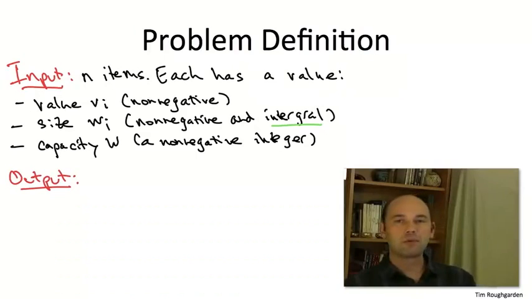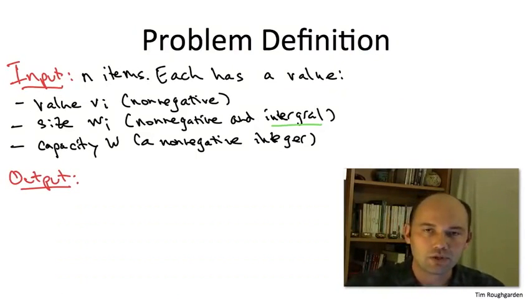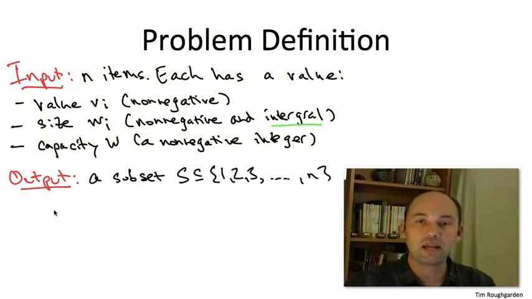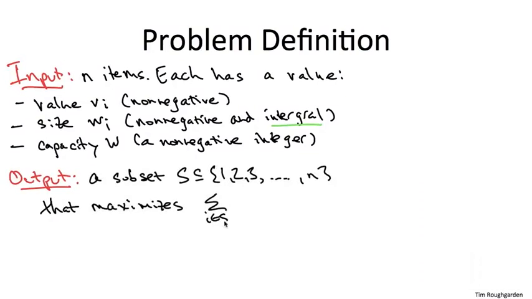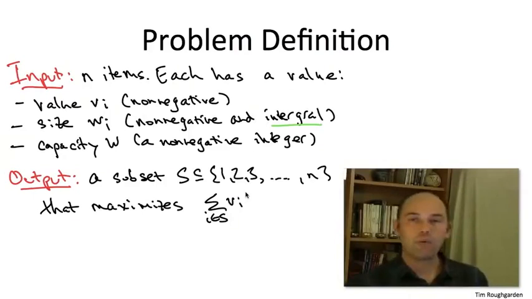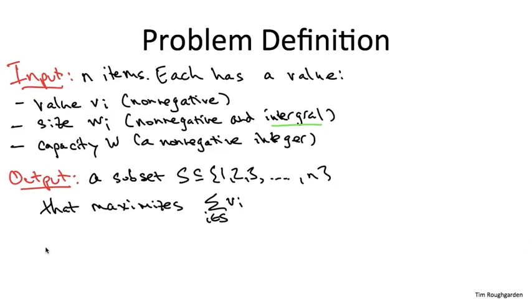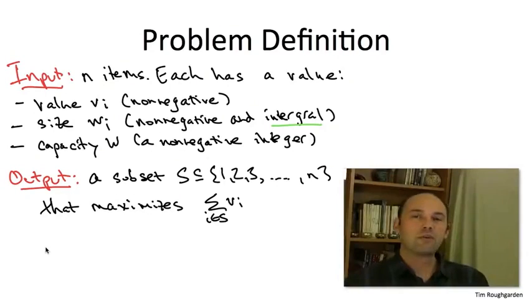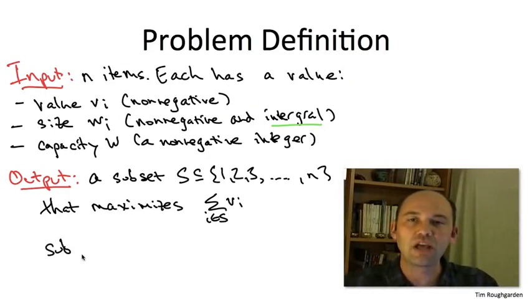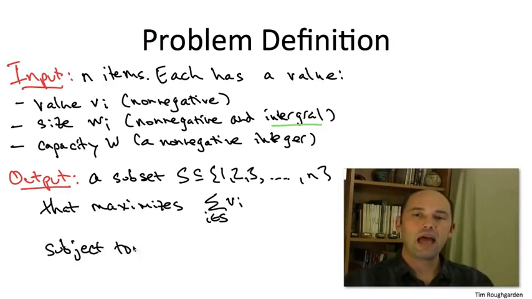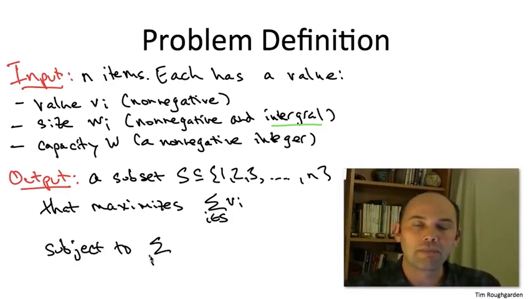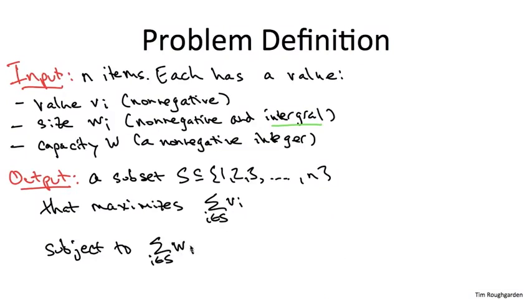In the knapsack problem, the responsibility of an algorithm is to select a subset of the items. What do we want? Well, we want as much value as possible, so we want to maximize the sum of the values of the items that we select. So what prevents us from picking everything? Well, the sum of the sizes of the items that we pick has to total to at most the capacity, capital W.